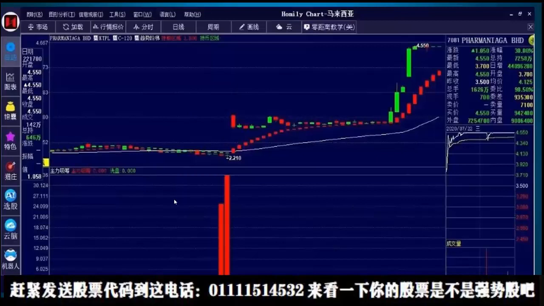Okay, next one. This one is not the daily chart. This one is 30 minutes or 60 minutes. You can also use that on 30 minutes or 60 minutes.